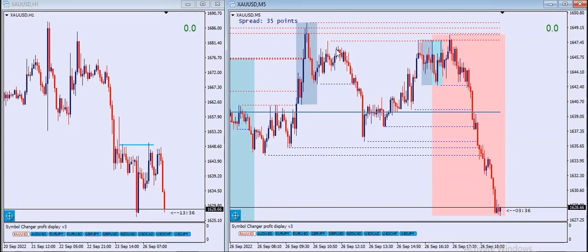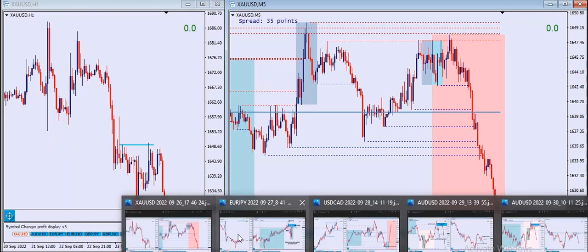During the London session, price dropped to this extent, pulled back again, and during the New York session, it continued downward to the final TP target. So those were the setups for Monday. Let's look at what happened on Tuesday.